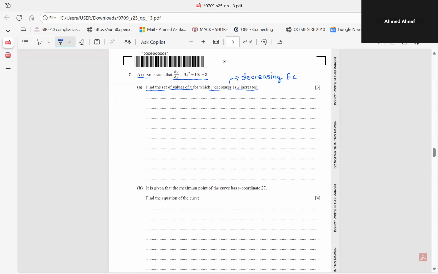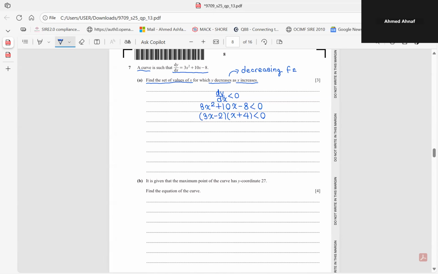Hence, we're going to have to set dy/dx less than 0, since the gradient of a decreasing function is always negative. So dy/dx less than 0 will give us this quadratic inequality, 3x squared plus 10x minus 8 is less than 0. To solve a quadratic inequality, let's first factorize it. So 3x squared plus 10x minus 8, you would get 3x minus 2 times x plus 4 less than 0. And now let's find the critical points of this function when we equate it to 0.